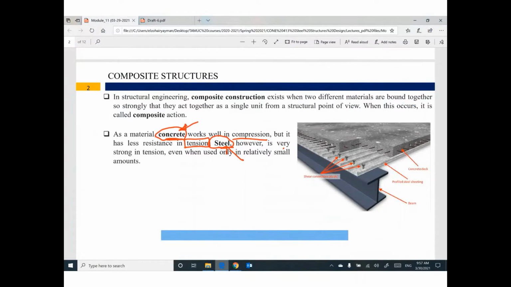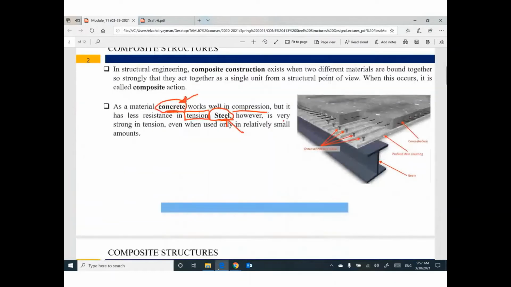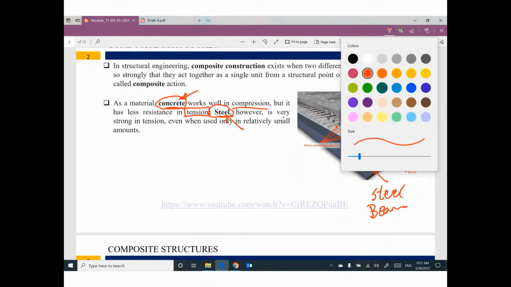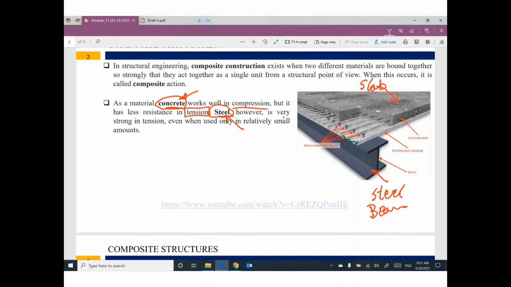So, if you look to the floor, we will have a steel beam, and we will have concrete slab, and we will have corrugated steel sheet. That means we don't need any formwork, because the corrugated steel sheet will work as a permanent formwork.